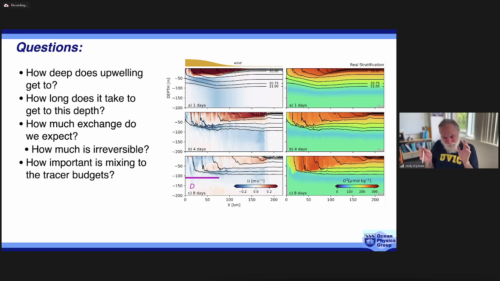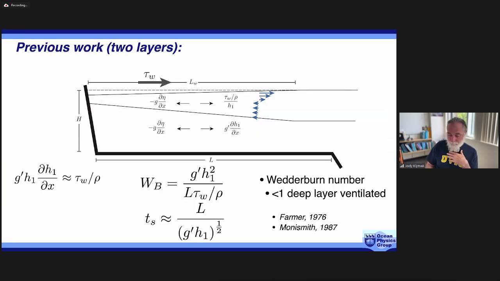So these katabatic winds, they blow 3 days, 7 days, they blow for a while. But if it takes 100 days to get down to this sort of depth, then that's not very useful. This snapshot is actually 8 days. So this simulation takes about 8 days to get into a steady state. And then some secondary questions are how much exchange do we expect to have happen due to this forcing, and how important is mixing to these tracer budgets? Does mixing dominate some of this injection of oxygen into the deep water, or is it all just air-sea gas exchange?